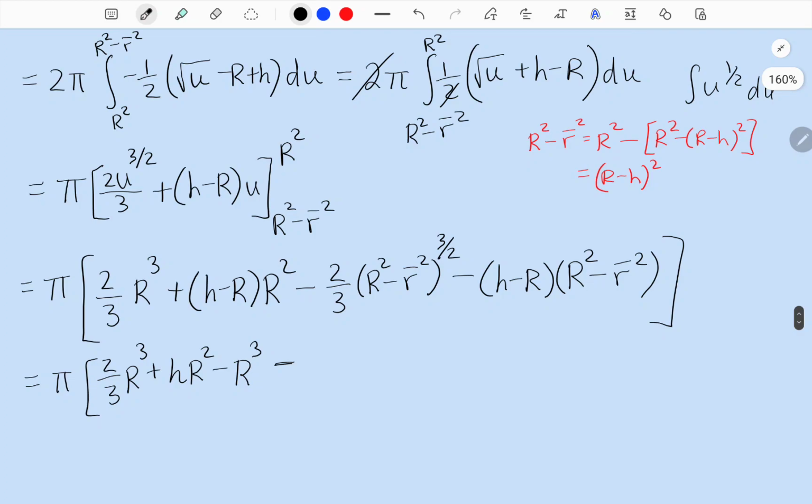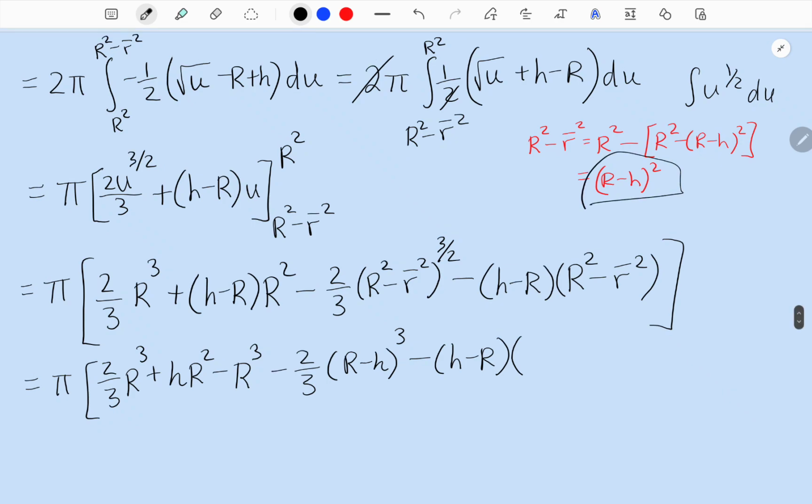Okay, so I have minus 2 over 3 r squared minus r bar squared is just this. So if I'm raising this to the 3 over 2, then all I have is just r minus h to the power of 3, and minus h minus r, and then again capital R squared minus r bar squared is just all of that. So it will be r minus h squared.